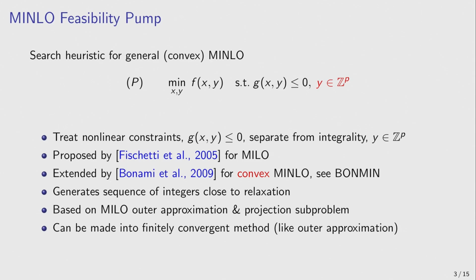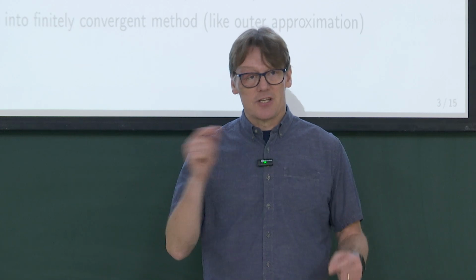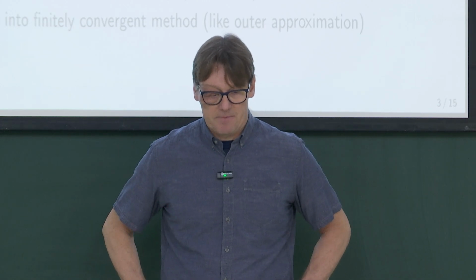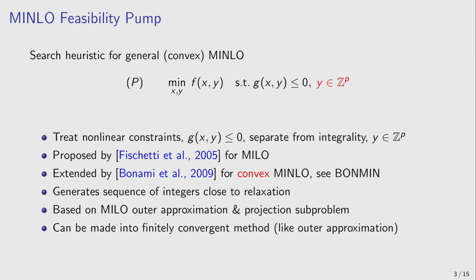So the feasibility pump is a search heuristic for mixed integer nonlinear optimization. In general, it's for convex mixed integer nonlinear optimization, but there have been extensions to non-convex problems as well. And the goal, the basic idea is to treat the nonlinear constraints that we have and the integrality constraints in two separate subproblems, and to somehow do projections between these two feasible sets. Originally, a method like this was proposed by Fischetti and others for mixed integer linear optimization. And that is actually a very efficient method.